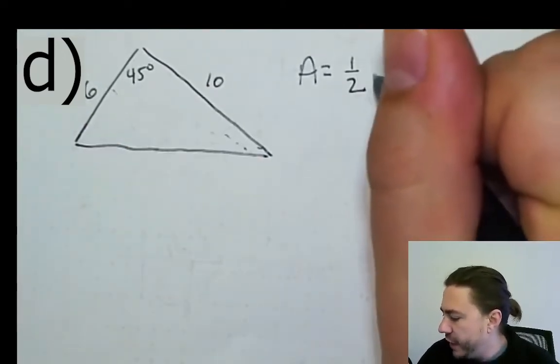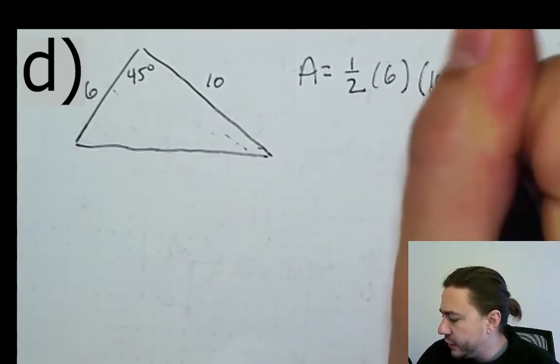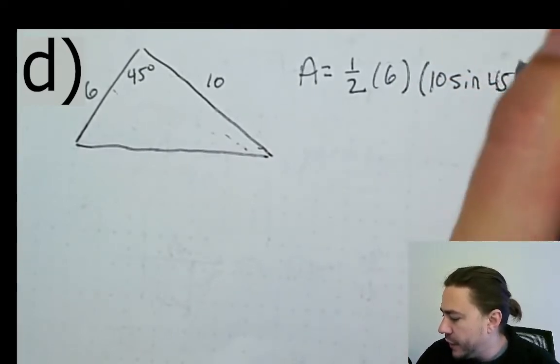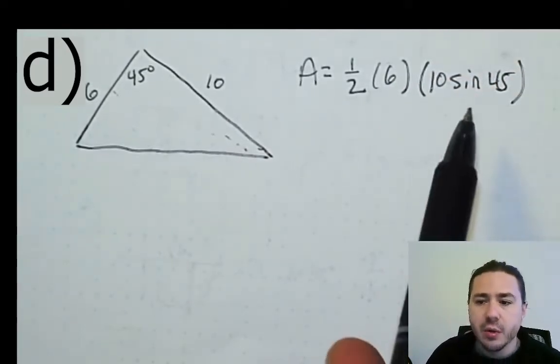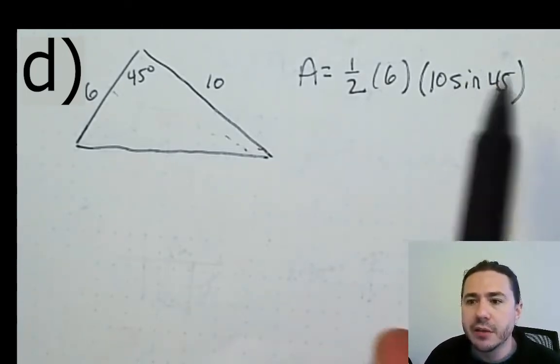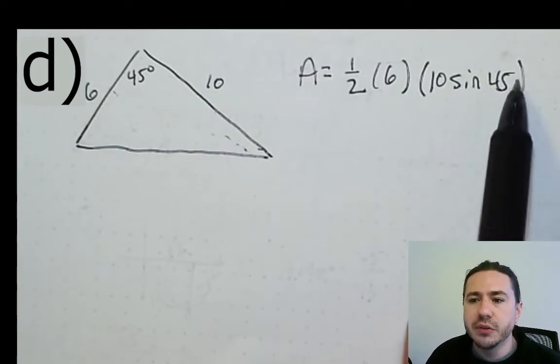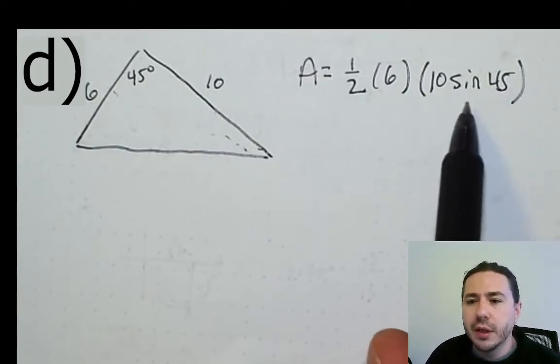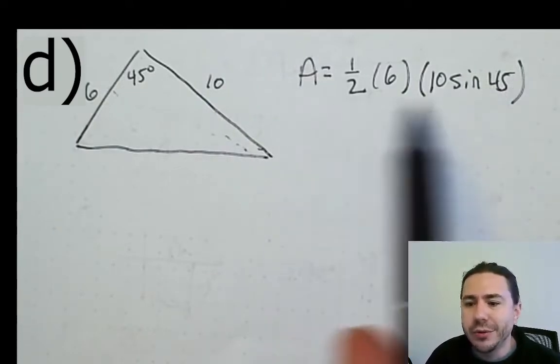So 1/2 base times the height. Now 45 degrees is one of our common angles around the unit circle. This is going to be root 2 over 2. I kind of like just throwing this in the calculator anyway.